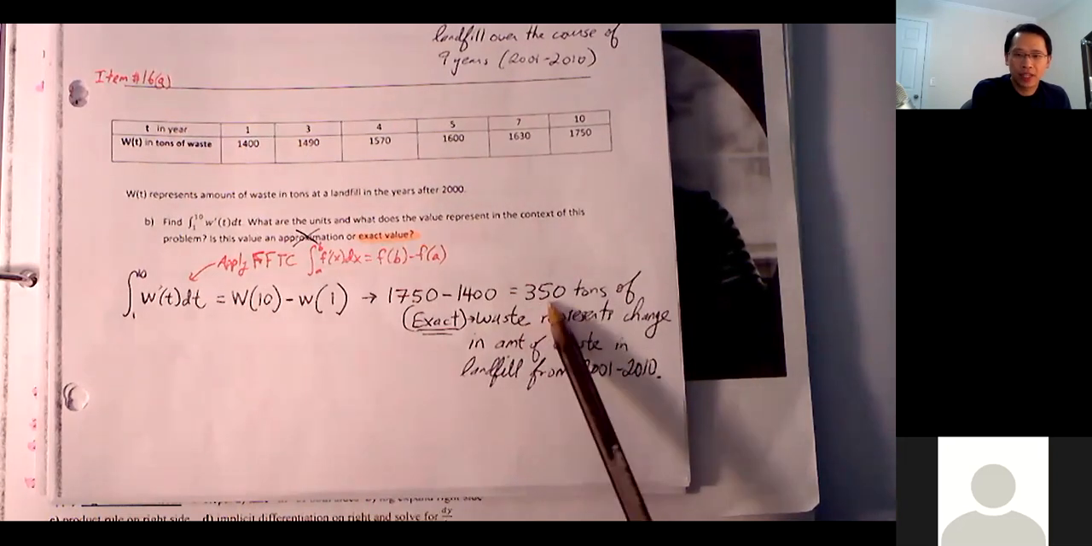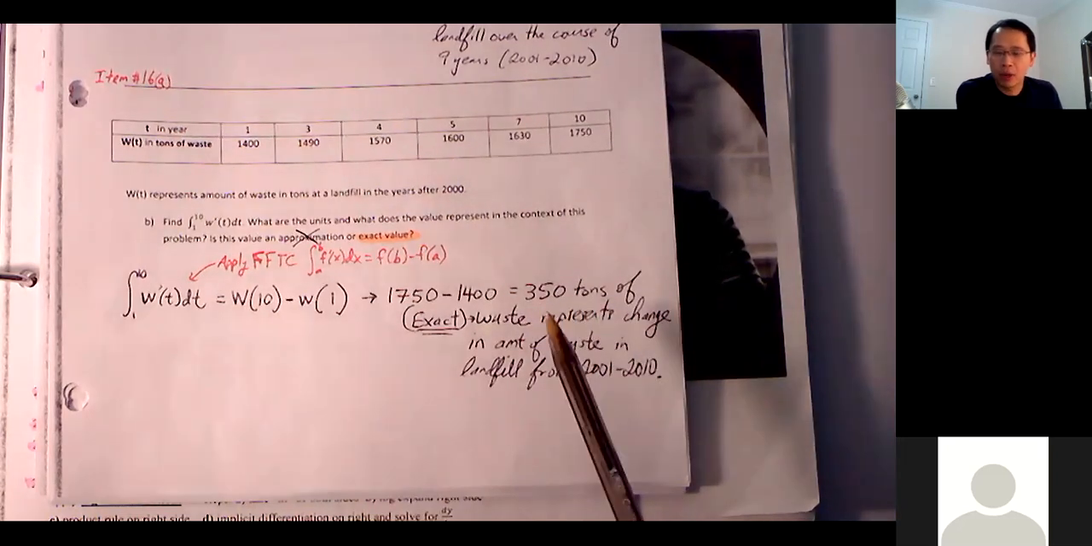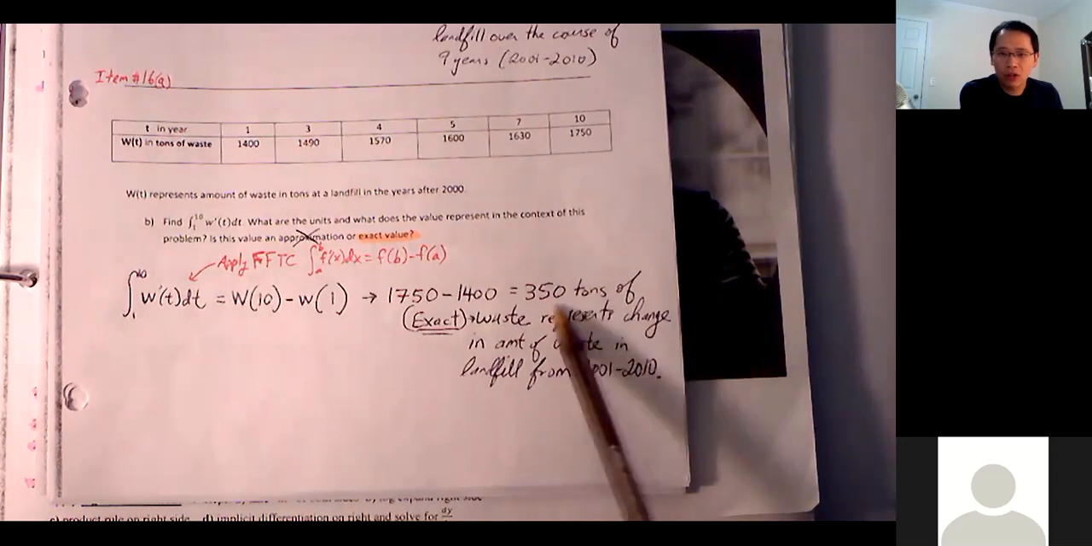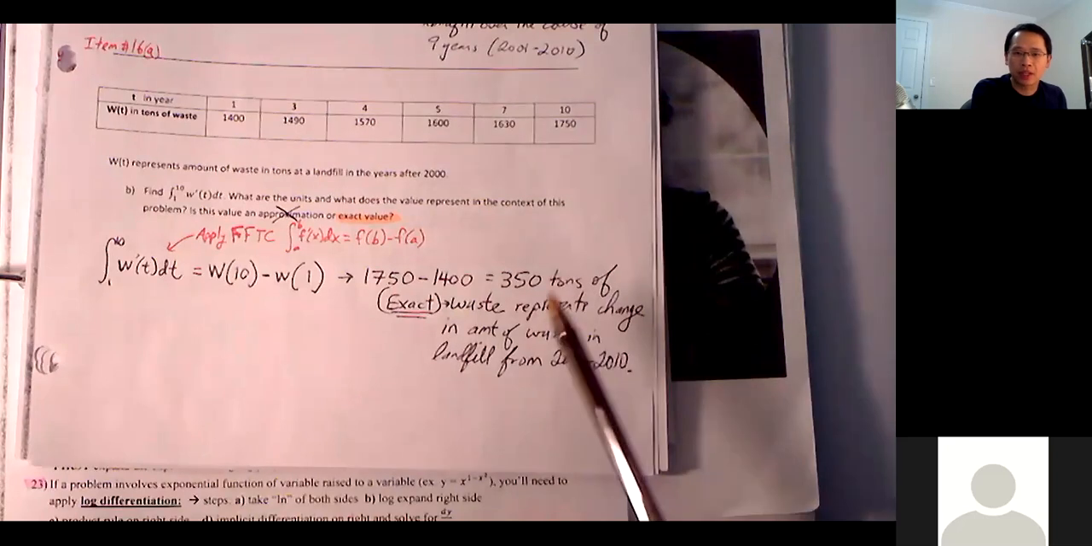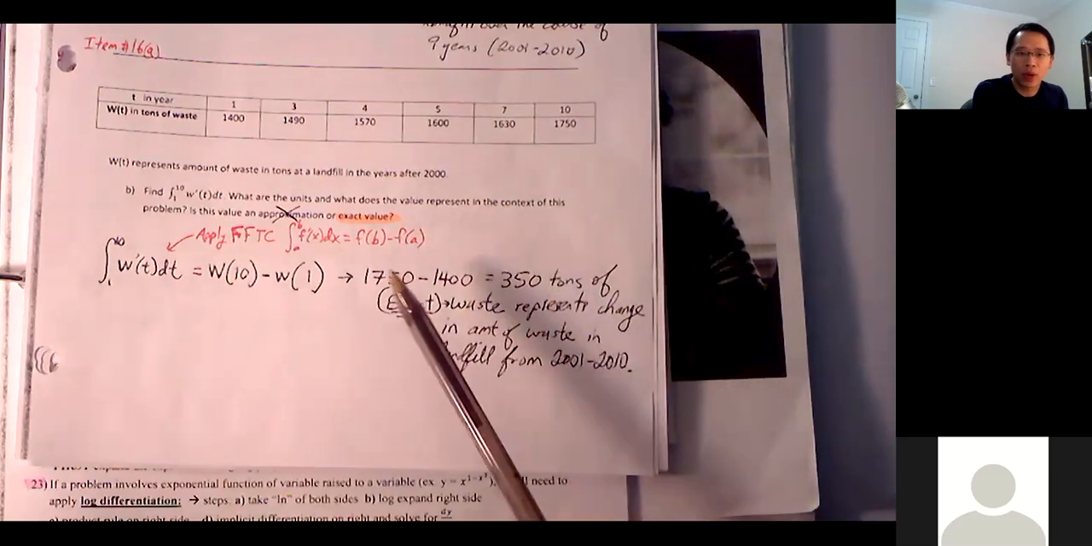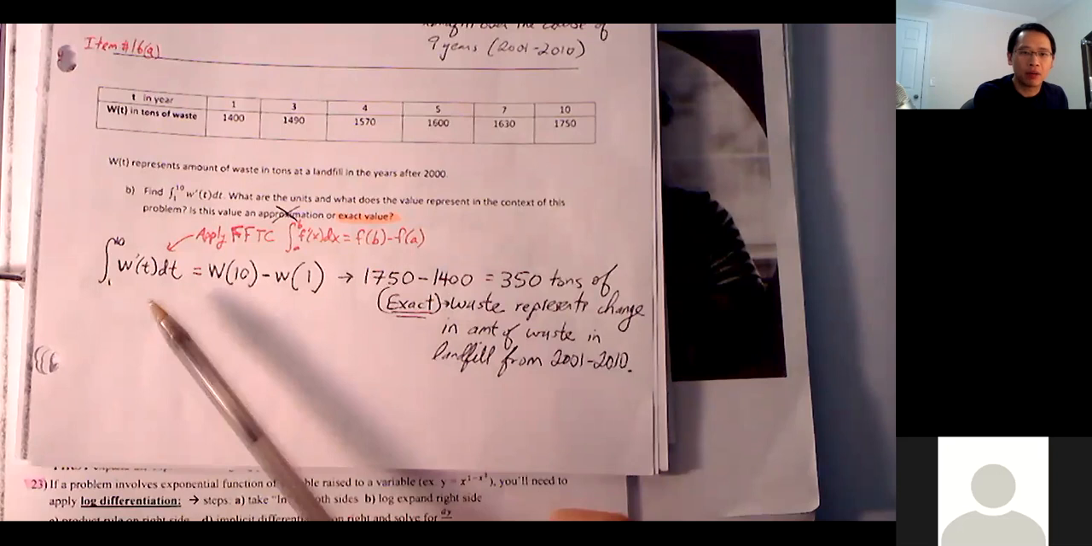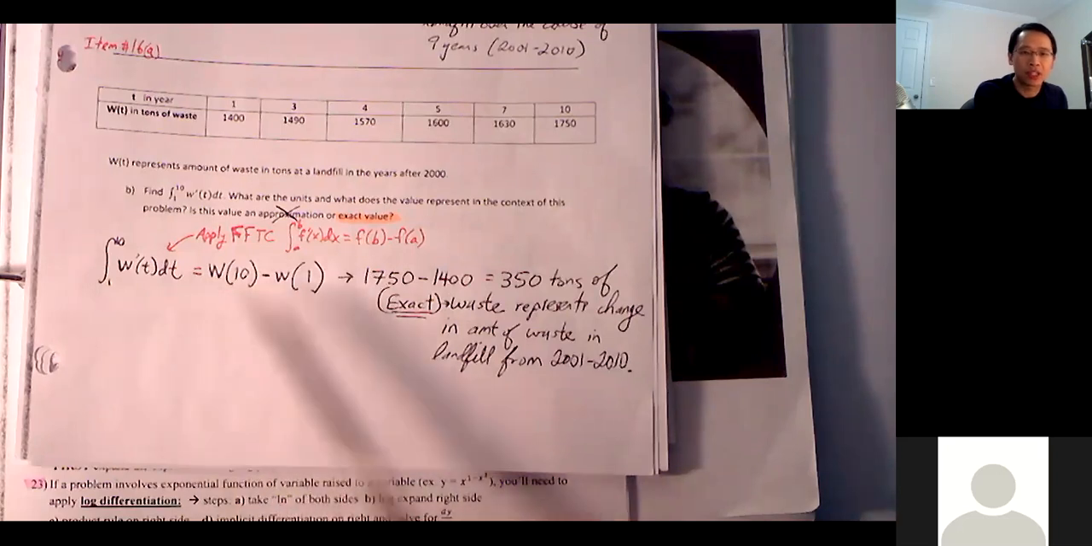Now, 350 is not an approximation. It's also the same units as what we did before, but that was an approximation using a different method. This is an exact value. Okay, it still represents the same thing. It still represents the amount of waste that's accumulated or changed between the first and the 10th year.